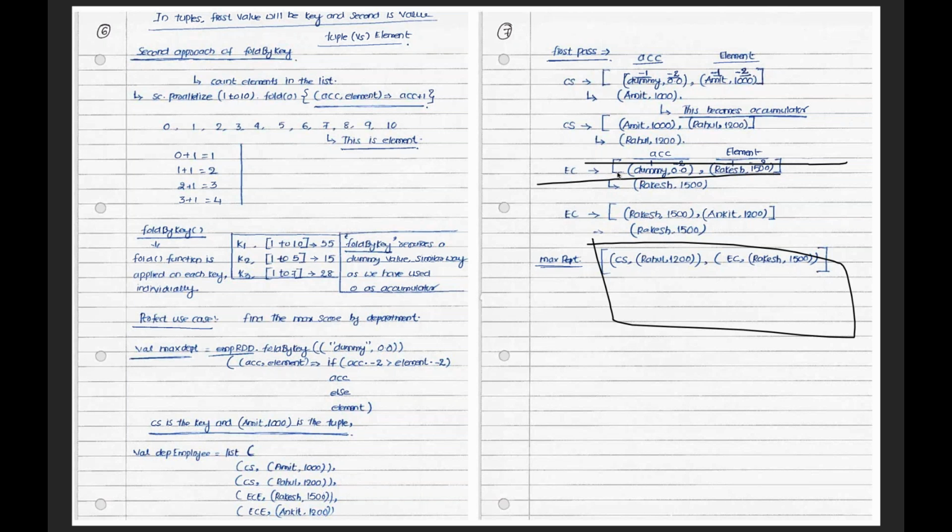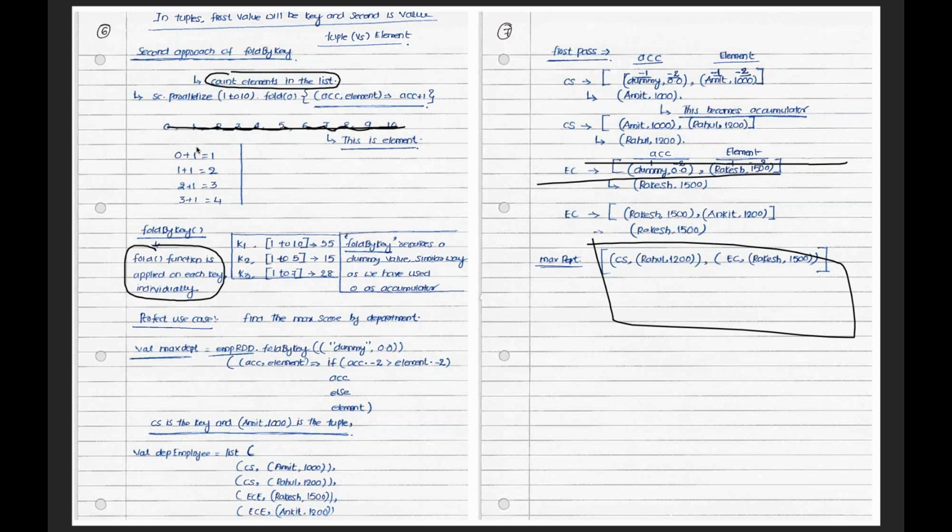Now we are talking about the second approach. The second approach will be counting elements in the list. Your list is this one. Counting the elements will be very simple: 3, 6, 10, 15, 21, 28, 36, 45, 55. Now this fold function is applied on each key individually.